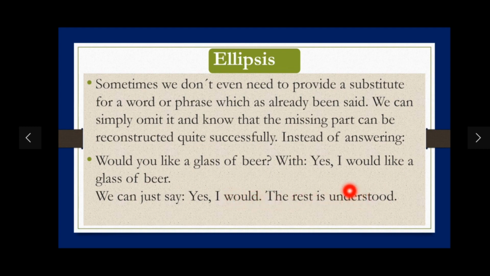For example, would you like to go with me? And you tell me, yes, I would. So you don't say, yes, I would love to go with you. You say, I would, and the rest of the sentence is understood. So by ellipsis, you are omitting something, but you are not substituting.